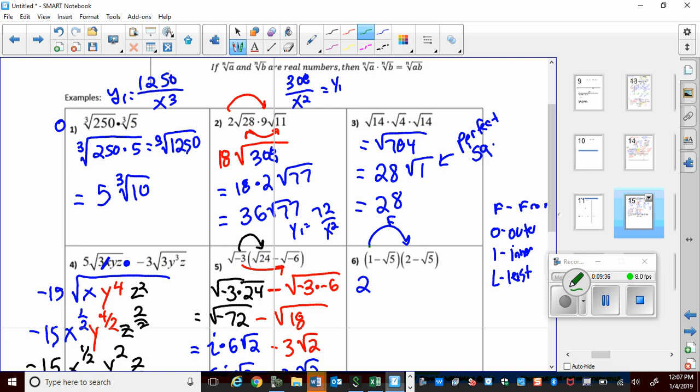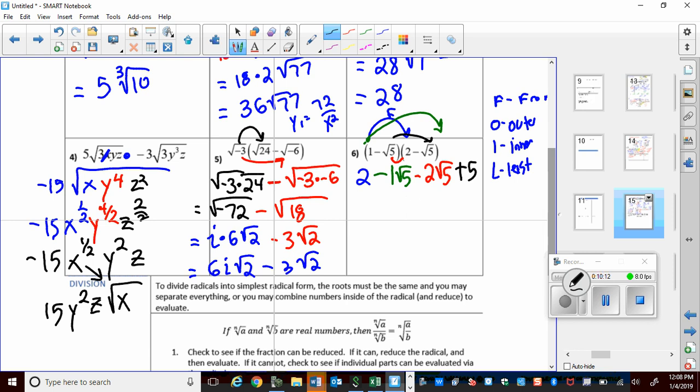And then for my outers, that's 1 and square root of 5. So minus 1 square root of 5. For my inners, that's negative square root of 5 and 2. So minus 2 square root of 5. And then my last parts right here. Square root of 5 times square root of 5 is positive 5.